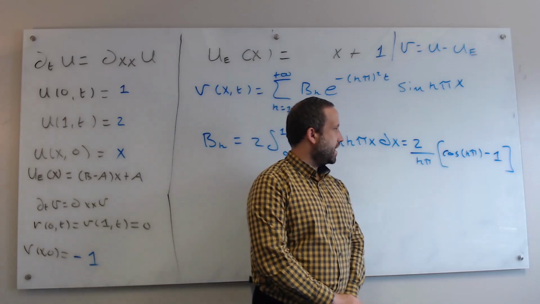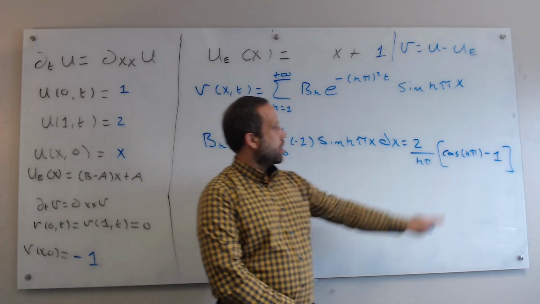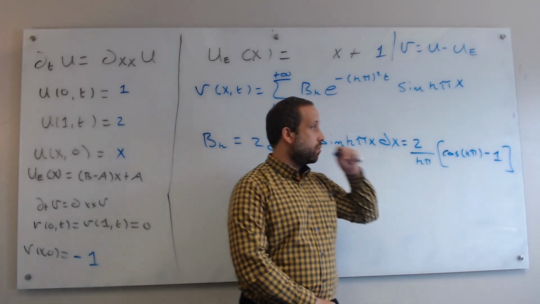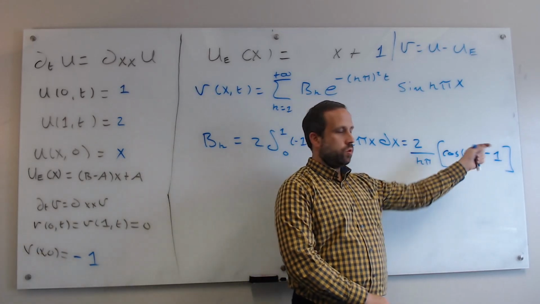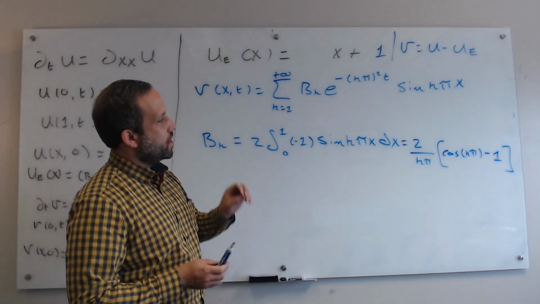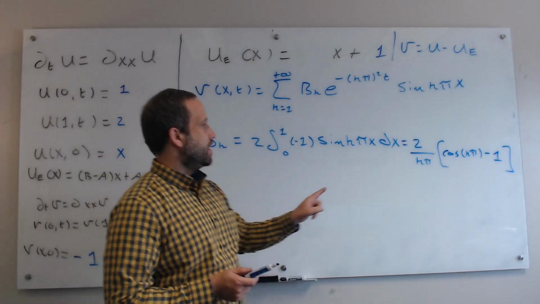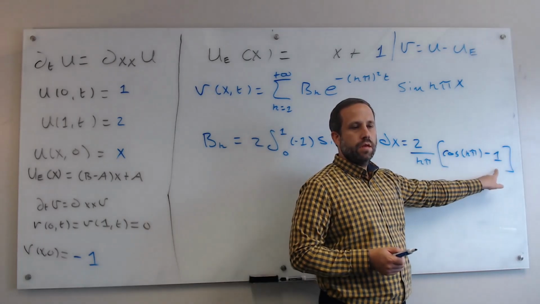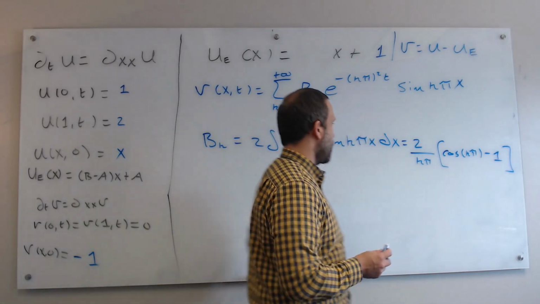When k is even, cosine of k pi is going to be equal to 1, so 1 minus 1 is equal to 0. Okay, so what this tells us is that when k is even, this is 0, and when k is odd, this is equal to minus 2.